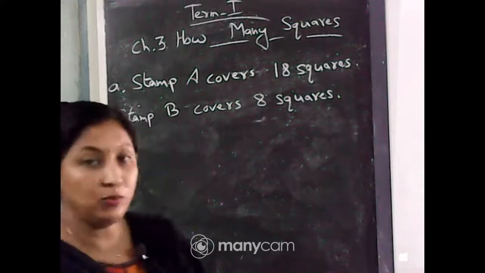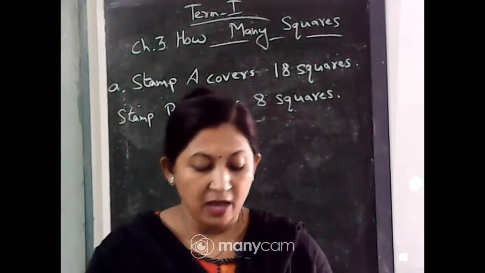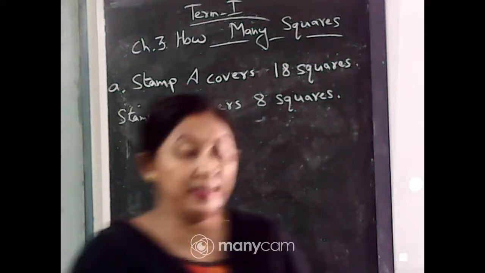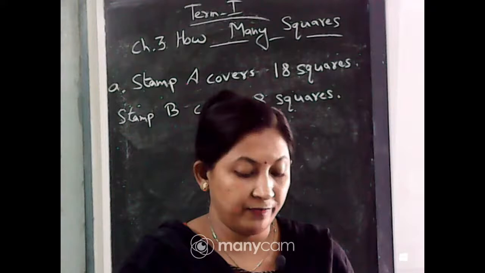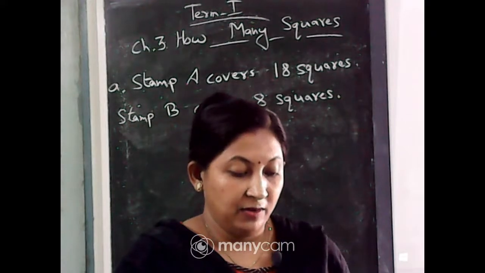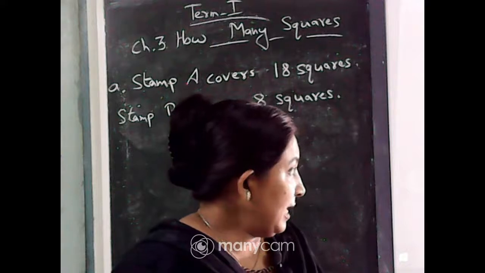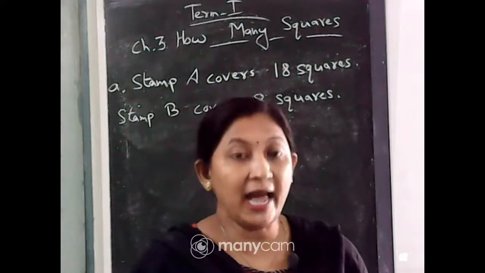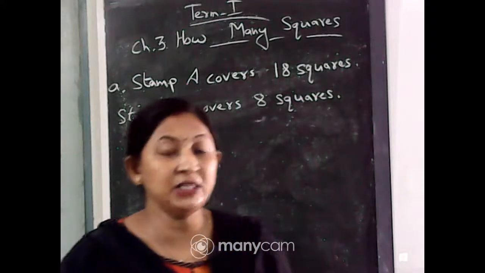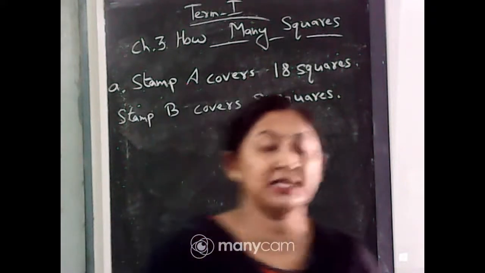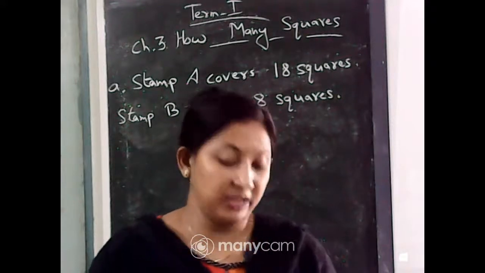Okay. Now come to question number B. Question number B is, which stamp has the biggest area? Now, which stamp has the biggest area? Just see. Which one? Yes, very good. It is stamp A. Why does it have the biggest area? Because it has 18 squares included in that stamp A. That is why stamp A is the biggest in area.